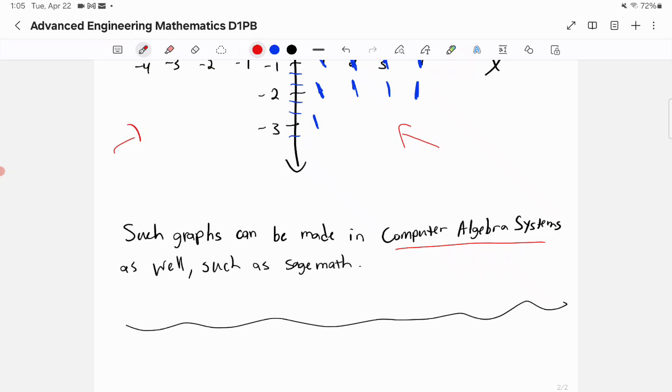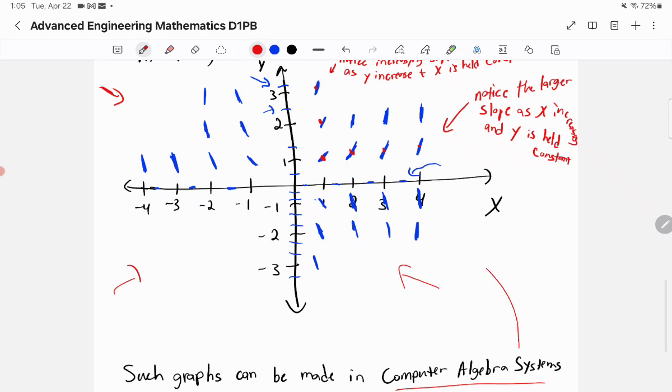But there are plenty of computer algebra systems, and they will actually plot this if you give them the derivatives of the particular equation.